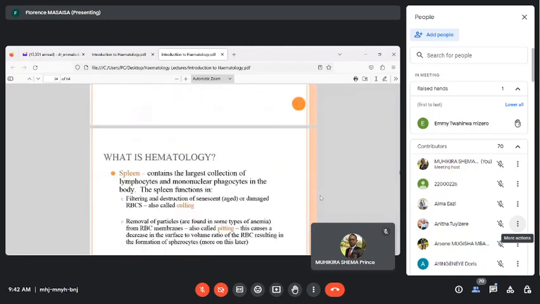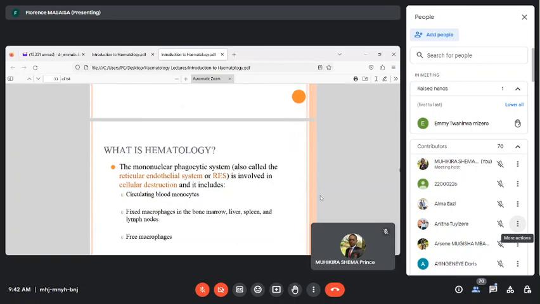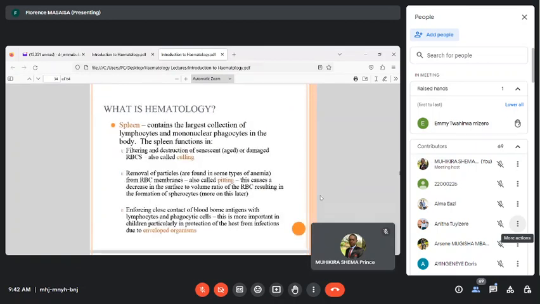So we have the reticuloendothelial system, also called the mononuclear phagocyte system. We have the spleen, which usually collects the old cells by what we call culling. So it filters the old, damaged cells to be removed, but it also removes particles from the abnormal red cell membrane, which we call pitting.